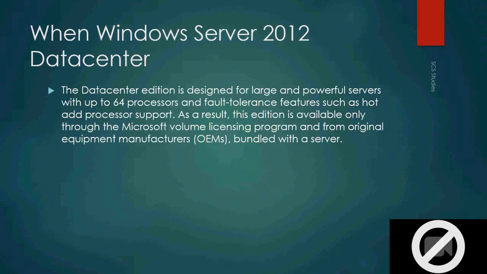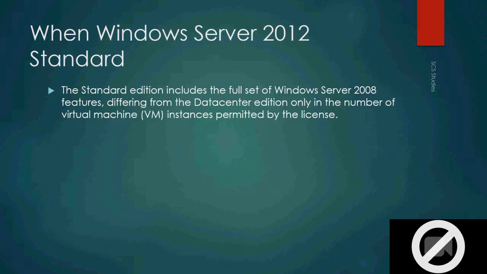It is clear. Now we can elaborate that in the Datacenter Edition, first, we have to use it in an enterprise environment. Second, it has support of up to 64 processors. Third, it supports the fault tolerance feature. Fourth, it is an edition which is available in VLSC as well as OEM only. Retailers cannot sell the Datacenter Edition of 2012 server. So let's take a look at the next slide.